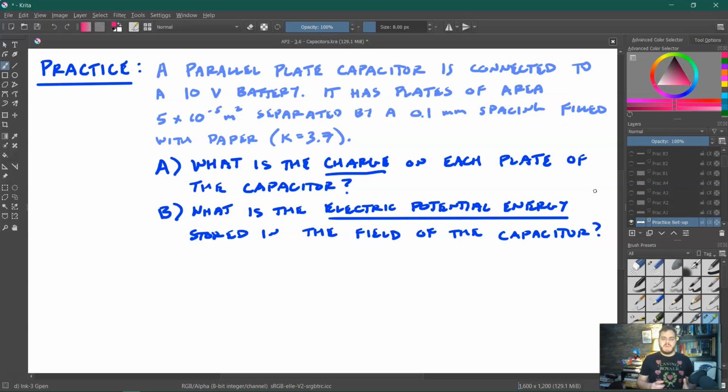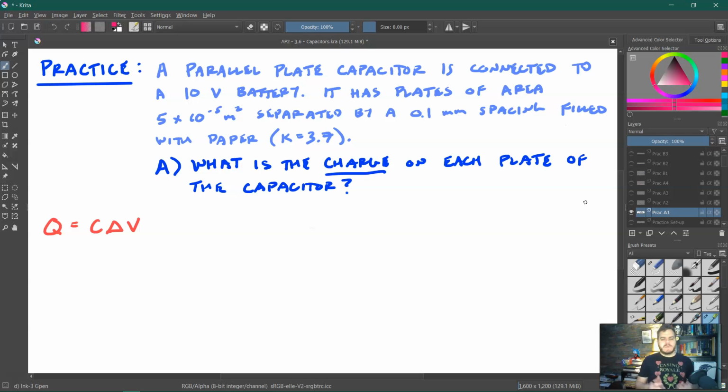So let's say we have a parallel plate capacitor connected to a 10-volt battery. It has plates of area 5 times 10 to the minus 5 meters squared and is separated by a 0.1 millimeter spacing filled with paper, which has a dielectric constant kappa of 3.7. A, what is the charge on each plate of the capacitor? And B, what is the electric potential energy stored in the field of the capacitor? Feel free to pause this, go ahead and give it a try, come back, let's see how you did.